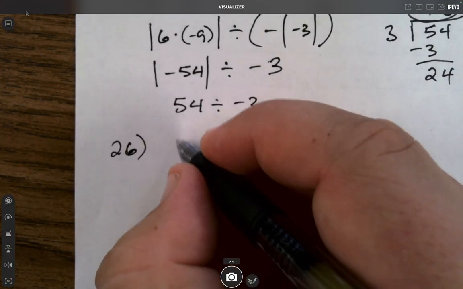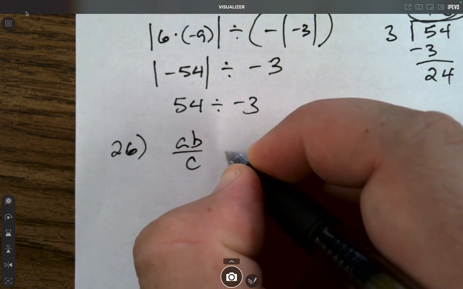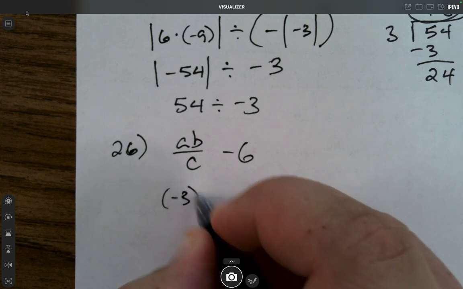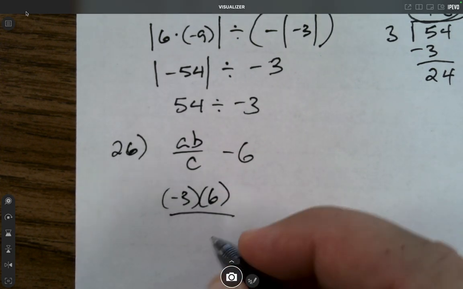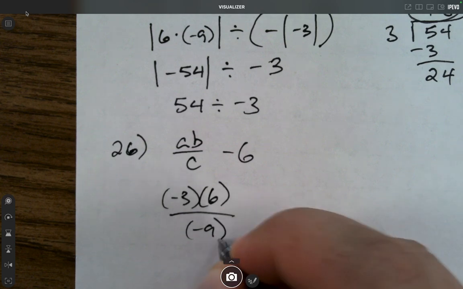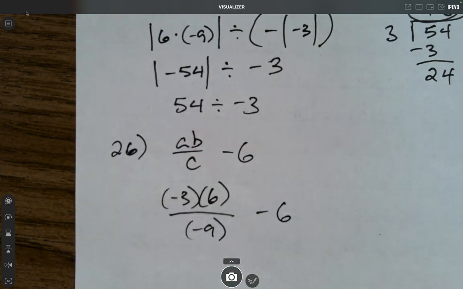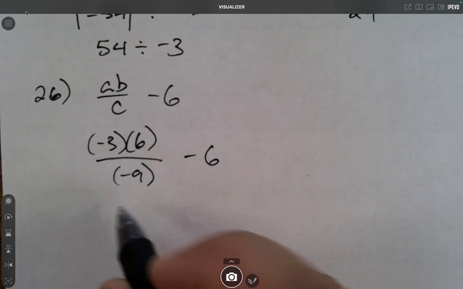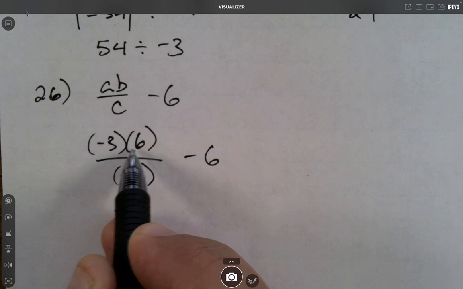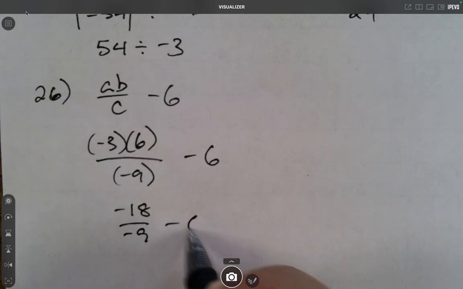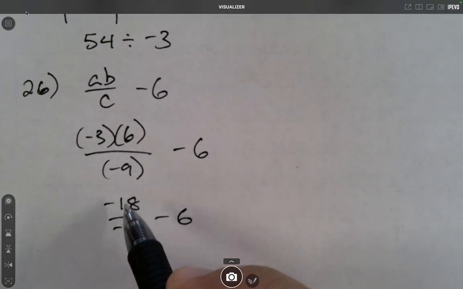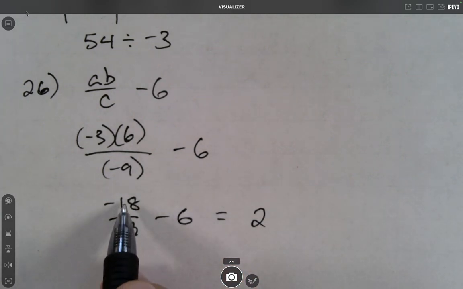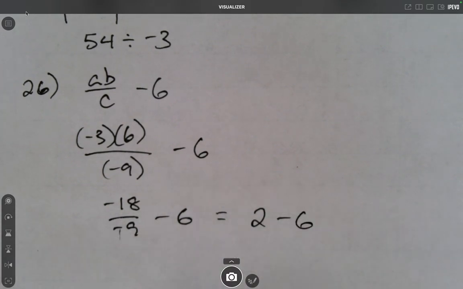Last one, 26. AB over C minus 6. So I'm just plugging in what everything is equal to. A is negative 3. B is positive 6. C is negative 9. So on top, negative 3 times 6 is negative 18. It's negative because the signs are different. Negative 18 divided by negative 9 is positive 2 because the signs are the same. When the signs are the same, the answer is positive.